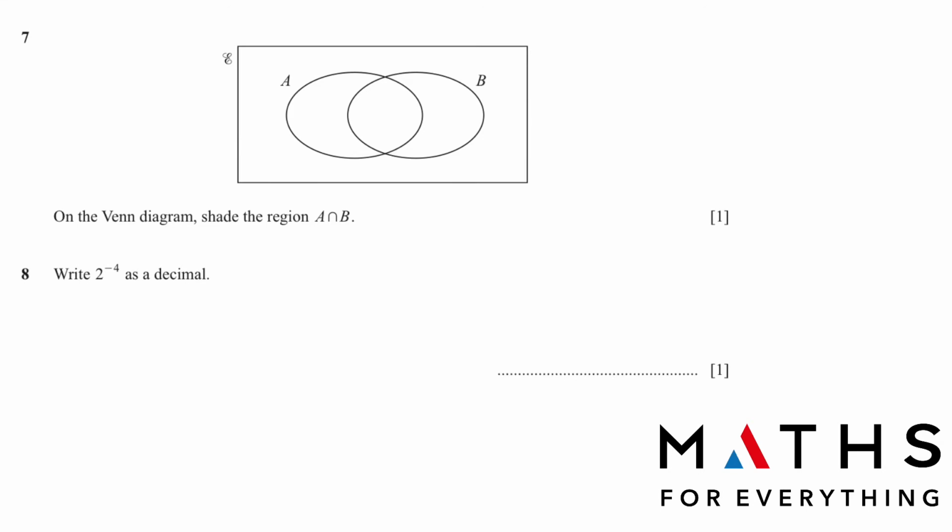Number 7. On the Venn diagram, shade the region A intersection B. A intersection B is the overlapping region, the region in the middle. Question number 8, write 2 to the power of negative 4 as a decimal. So what you will do, write this in the calculator the same way, and you will get 1 over 16 as the answer. To write it as a decimal, in your calculator, above the delete button is this S-D. Press that, and this fraction will turn into a decimal, 0.0625.